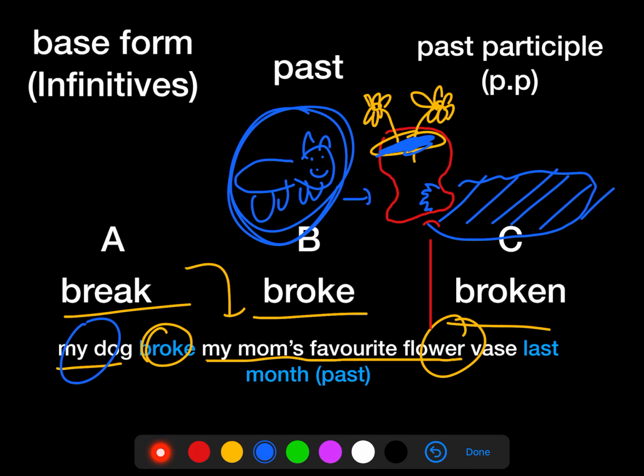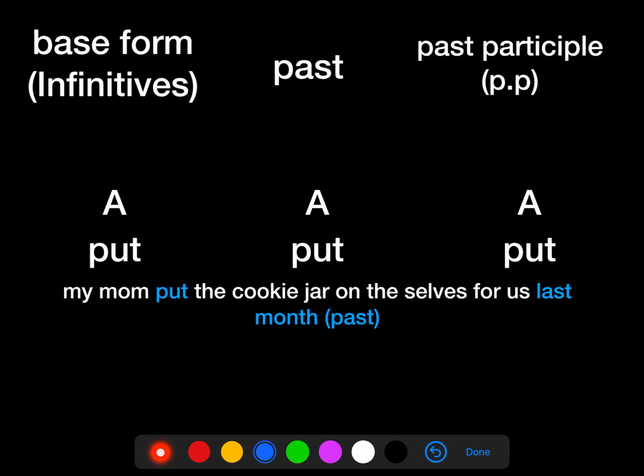Right now, did this dog break the flower vase right now? No, last month. So it's a past. Then we should use broke, not break. So broke my mom's favorite flower vase. Okay? Break, broke, broken. So it's all different. Okay. So very good.